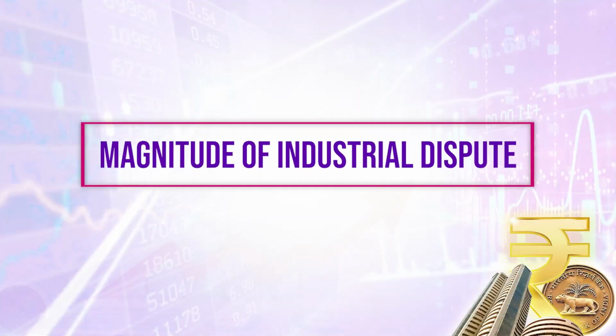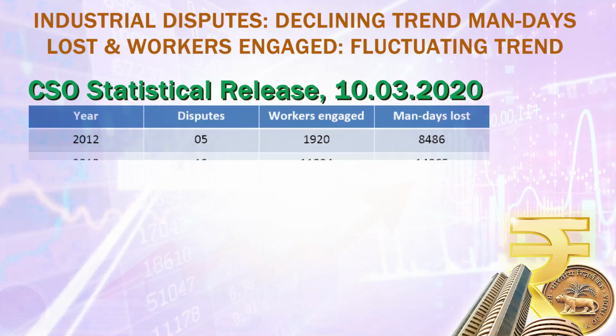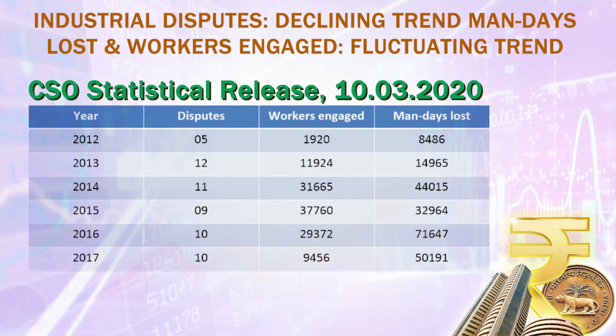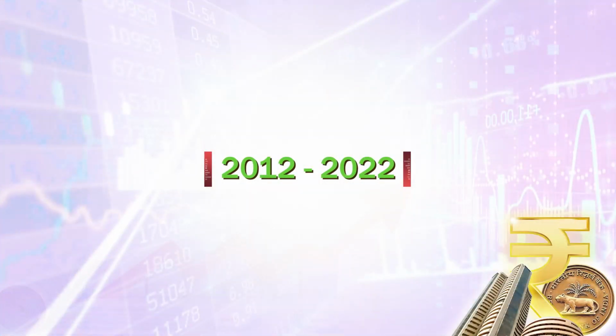Now, if we consider the magnitude of the industrial disputes which took place over the years in India, and if we consider the data from the Central Statistical Organization Statistical Release 2020, we will find that the past 10 years give us a declining trend of industrial disputes, while the number of workers engaged in the disputes and the loss of man-days are fluctuating over the years from 2012 to 2022. It is very interesting to see an increasing number of lockouts, which overshoots the number of strikes.